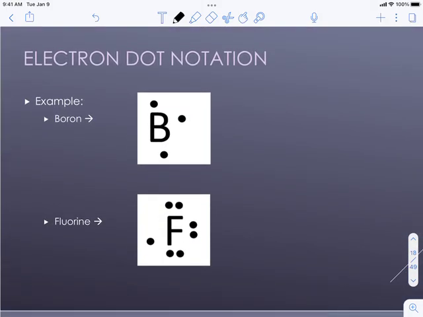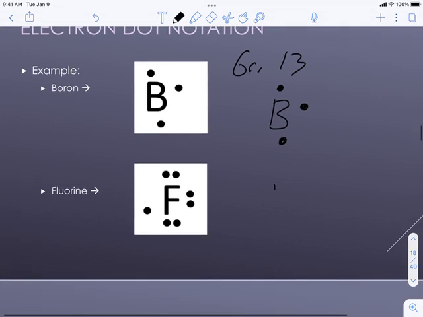Here is boron. Notice boron's in group 13, so it has 3 valence electrons. I'll do it for you up here. We start at the top and we move clockwise. We're done. Fluorine is in group 17. It has 7 valence electrons. Again, you start at the top and you move clockwise.